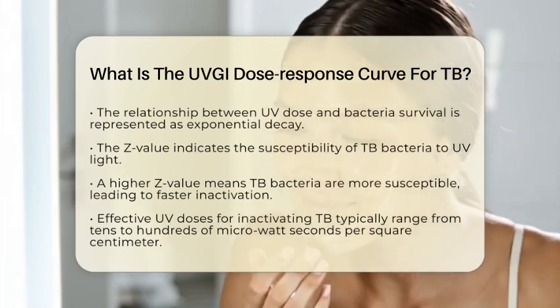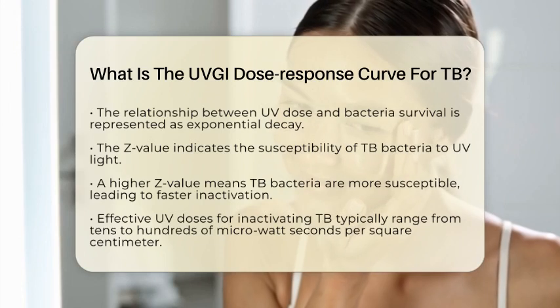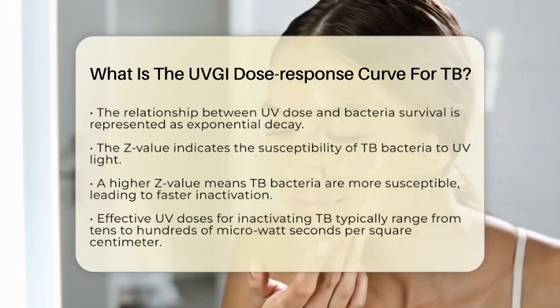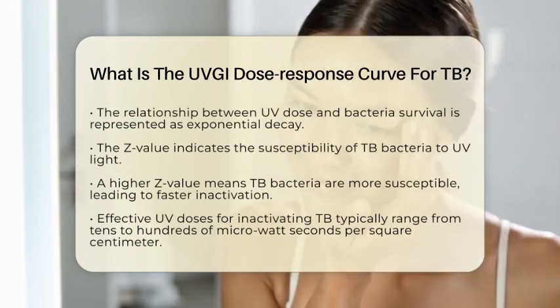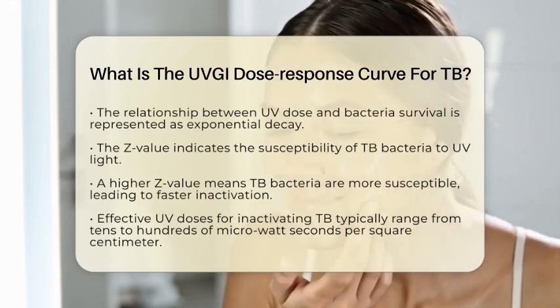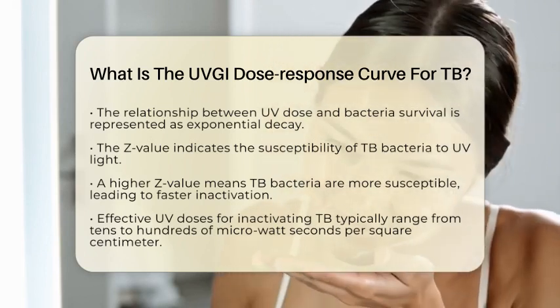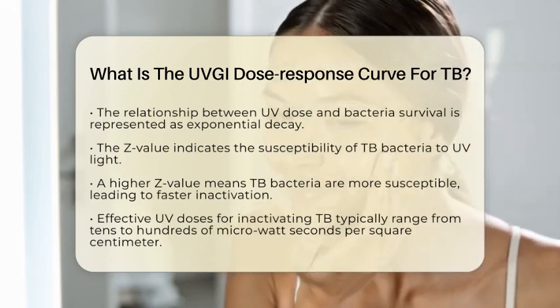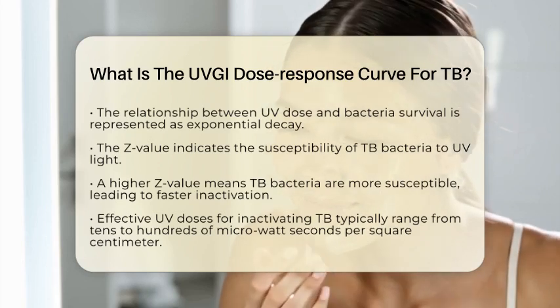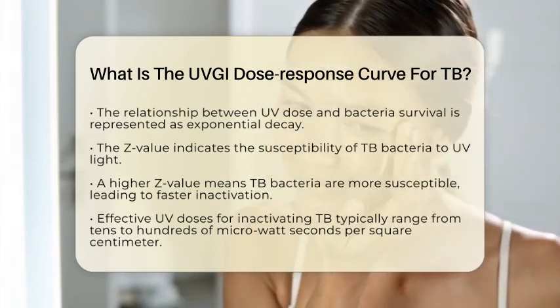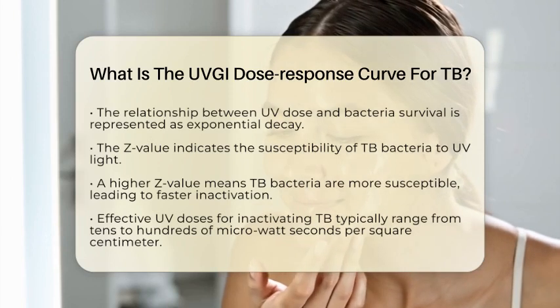Research shows that to effectively inactivate TB bacteria, UV doses typically range from tens to hundreds of microjoules per square centimeter. For instance, studies have demonstrated that with the right UV dose, up to 90% of TB bacteria can be inactivated in areas where patients breathe.